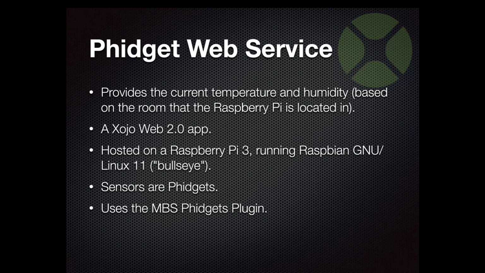It's a Xojo Web 2.0 app that I developed, and it's running on a Raspberry Pi 3. I'm using the Bullseye version of Raspbian. So if you're a Raspberry Pi user, that might make sense to you. It's just the version of the operating system. And Phidgets are essentially sensors. Let me show you what that looks like real quick.